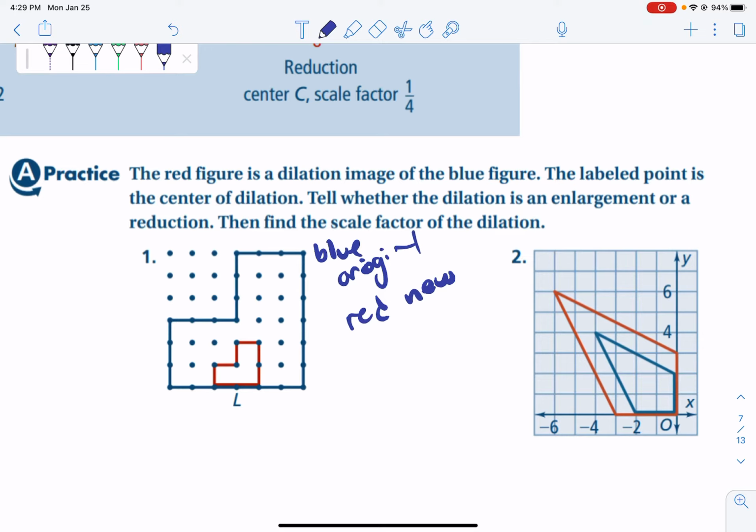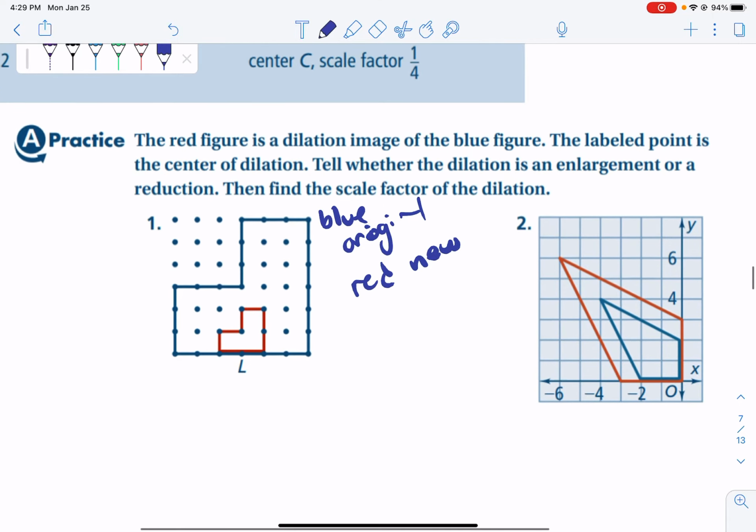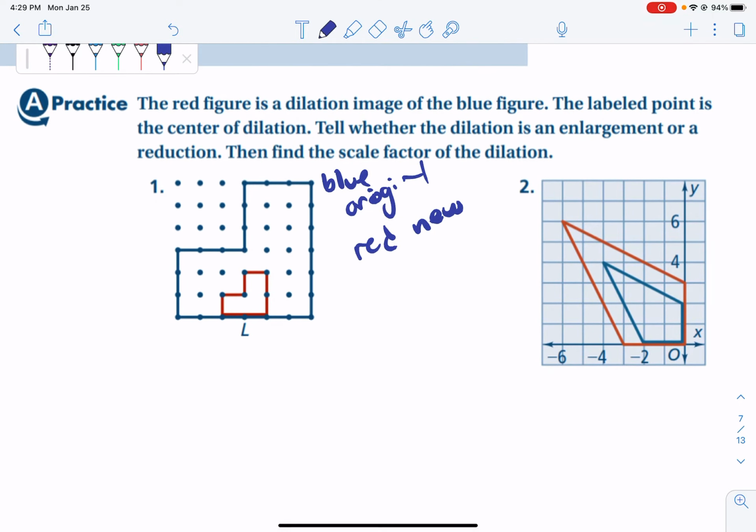And it wants to know, did it get bigger or smaller? Was it an enlargement or a reduction? And then it wants me to find the scale factor. Well, hopefully you can tell that the shape got smaller, right? If the red is the new one, then this was definitely a reduction. My shape got smaller. The second part of the question is, what is my scale factor? What was my scale factor used to get from the big one to the small one?